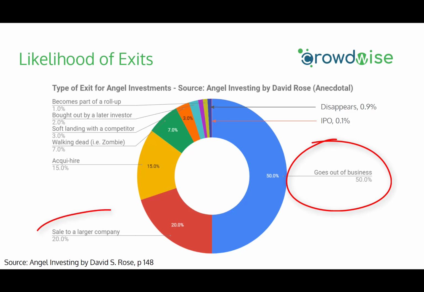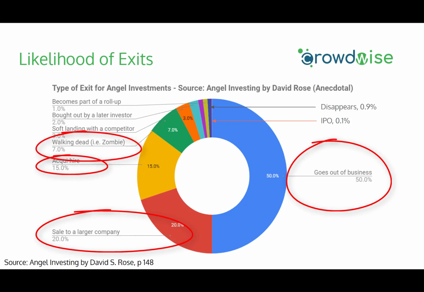He believes that roughly 20% sell to a larger company, 15% exit via acqui-hire, 7% end up being that walking dead, which means that investors can't get their money out. And then it goes on to be smaller and smaller until, as you can see, the smallest slice of the pie and barely even visible, roughly 0.1% or 1 in 1,000 businesses will IPO.